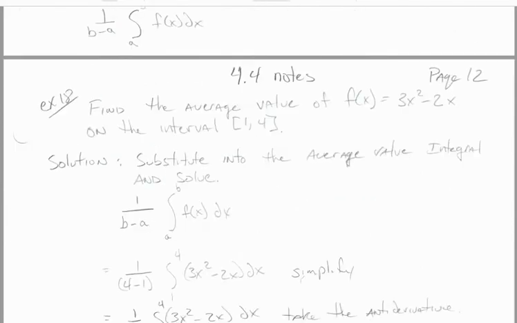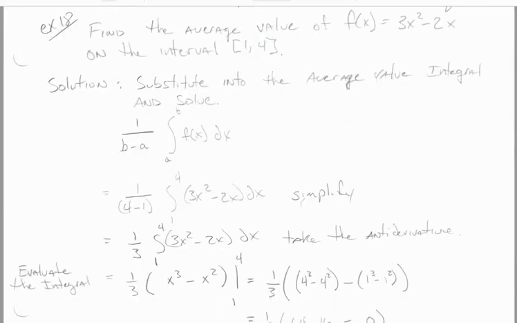So when we take a look at that, we want to find the average value of f of x equals 3x squared minus 2x on the interval 1 to 4. So for us, it's a matter of identifying what's a, what's b, and our function. So a is 1, b is 4. So when we write this integral out, we're going to get 1 divided by 4 minus 1 times the integral of 1 to 4 of 3x squared minus 2x dx.